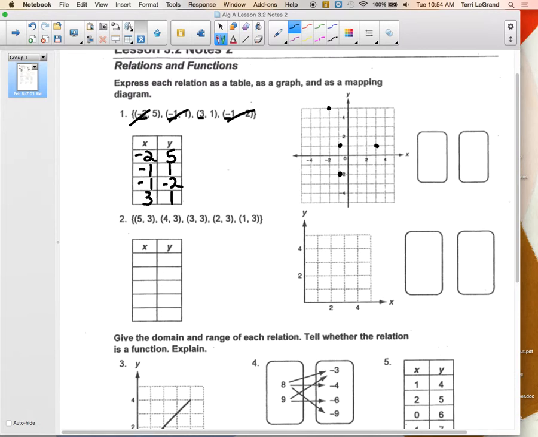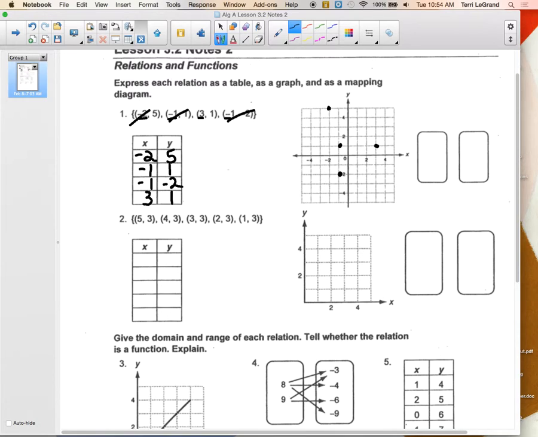And notice how it shows on the graph. What happens on the graph when it's not a function? They're on the same what kind of line? Vertical. If you have points above or below each other, that means there's an x value that has more than one y value, because on a vertical line, all the x values are the same. So we have this point and that point falling on a vertical imaginary line, so that can't be a function.